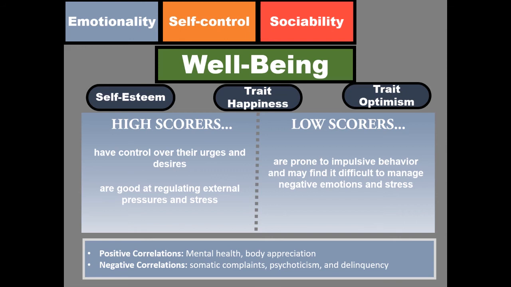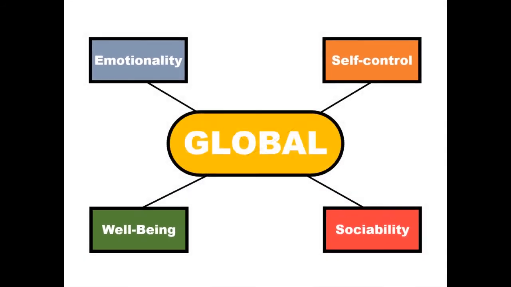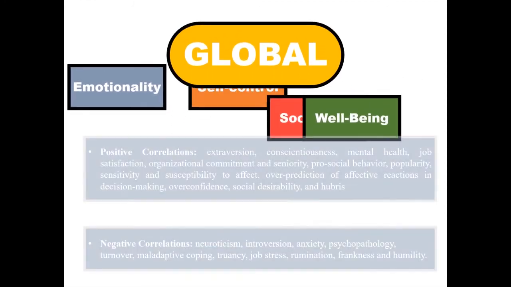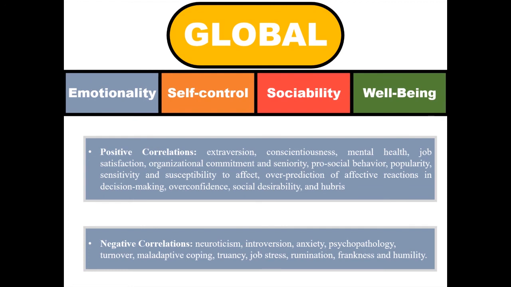This is global trait emotional intelligence. It sits on the apex of the hierarchy and represents the most general level of the construct. Here are some correlates and characteristics of high and low scores on global trait emotional intelligence. High and low scores on global trait EI potentially have advantages as well as disadvantages. Let's look at a slightly more detailed interpretation of high and low scores on global trait emotional intelligence.